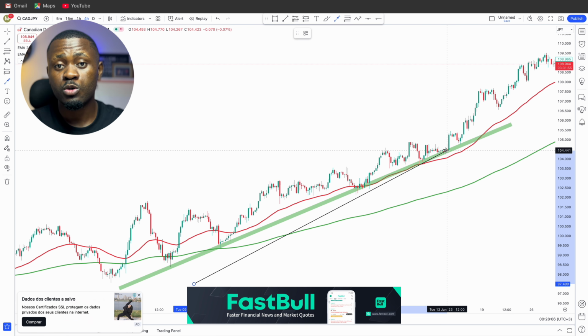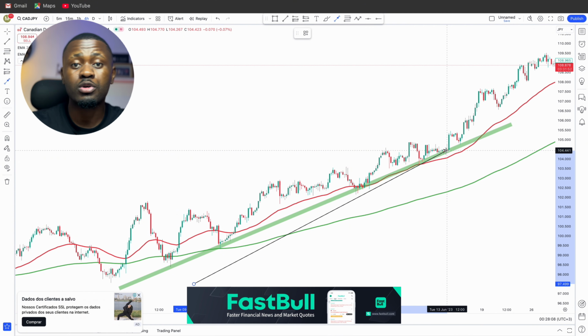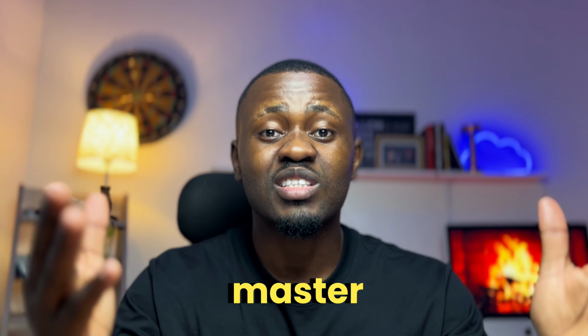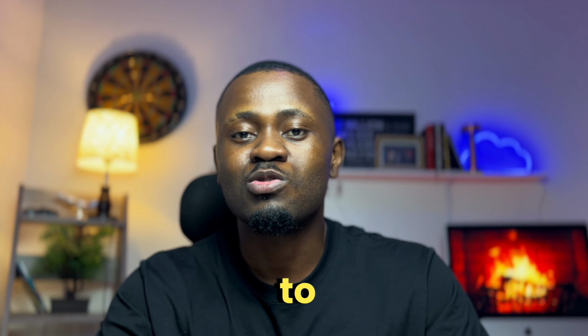Remember, in an uptrend we always want to look for buys, and in a downtrend we always want to look for sells. So the moving average can help you catch all those trades in the market. The moving average can be a game changer if you master it the right way, just like I've explained to you here, traders.